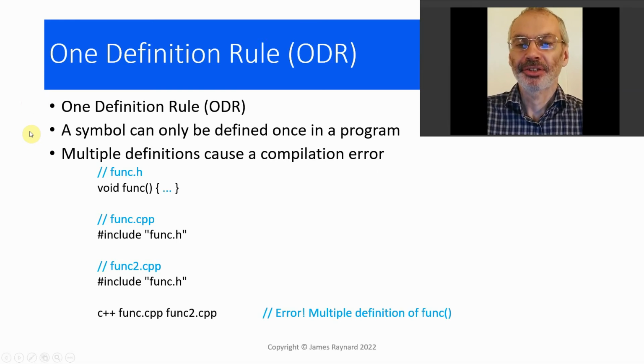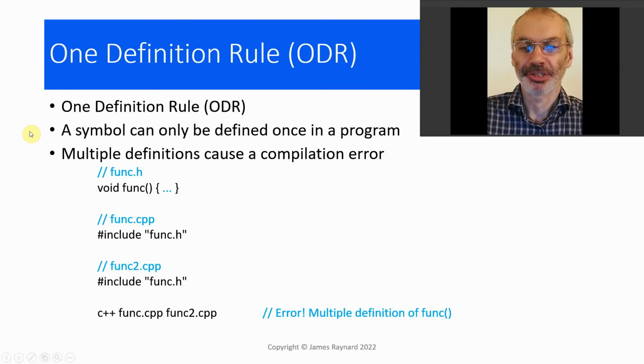This says that a symbol can only be defined once in a program. And you probably ran into this when you were learning C++. For example, you could have a header where you have the function definition written out, and then you have some different source files which include this header. And then when you compile them together, you get an error about multiple definitions of this function. And that's because when each of these source files included the header, they each acquired this definition.